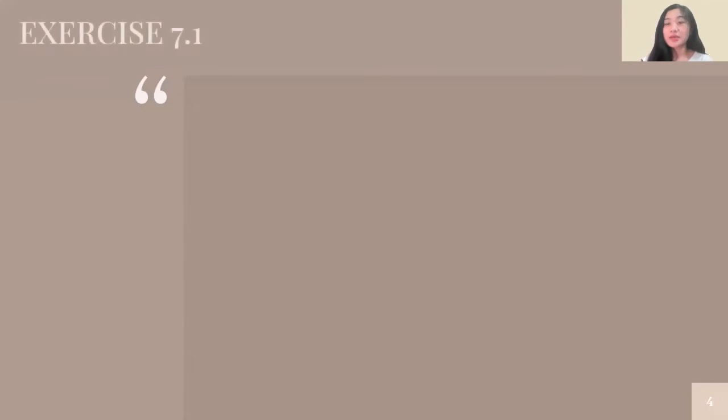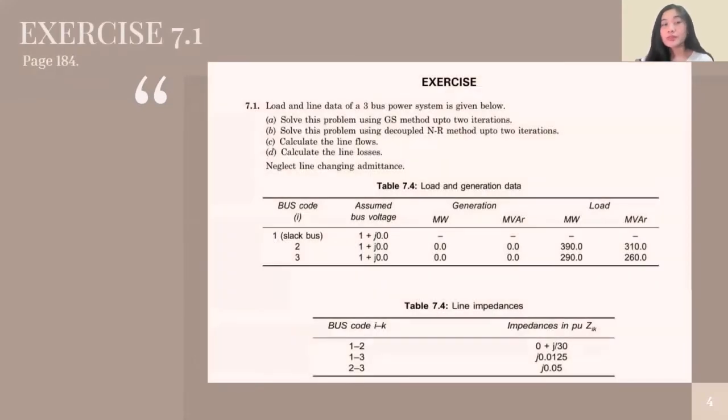So enough with that. Now we are moving forward to the problem in exercise 7.1, page 184. If you have the book, you can look into it. But the problem that comes out there is this. I took a screenshot so that we could have a reference, because we will use this Table 7.4, both for the load generation data and line impedance. It is very important for us to know it because that will be our foundation in answering the GS and NR, and of course the line flows and losses.